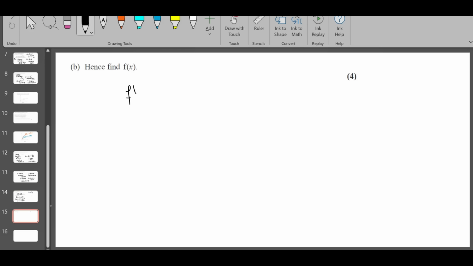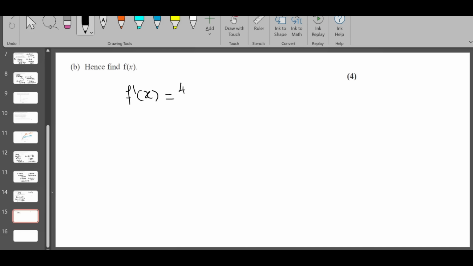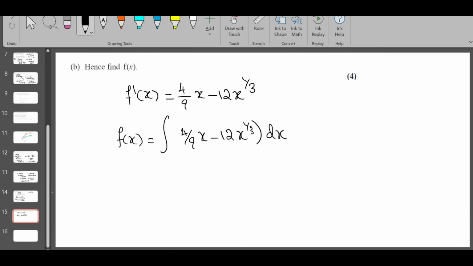Now find f of x. So I'm going to write f dash of x again. F dash of x is this one with the a value, 4 over 9x minus 12x power 1 over 3. So integrate it. The integral of 4 over 9x minus 12x power 1 over 3 dx is going to be 4 over 9x square over 2 minus 12 x power 1 over 3 plus 1, which is 4 over 3, divided by 4 over 3, plus c.